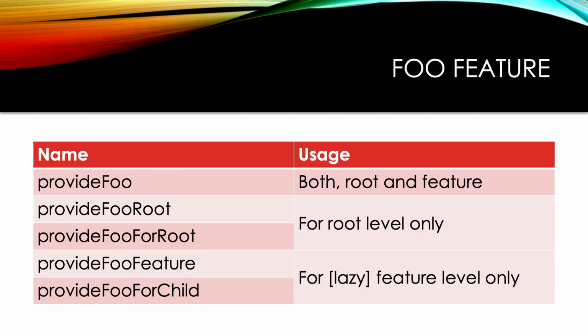If your feature should be configured differently for root and feature, you can use one of two proposed conventions. First is provideXRoot and provideXFeature. Another one is provideXForRoot and provideXForChild. Or you can make another one which is good for your project. Even if you are consistent in your project, third-party libraries will bring variety. I'm interested in what you are doing in your projects. I would like to read it in the comment section.